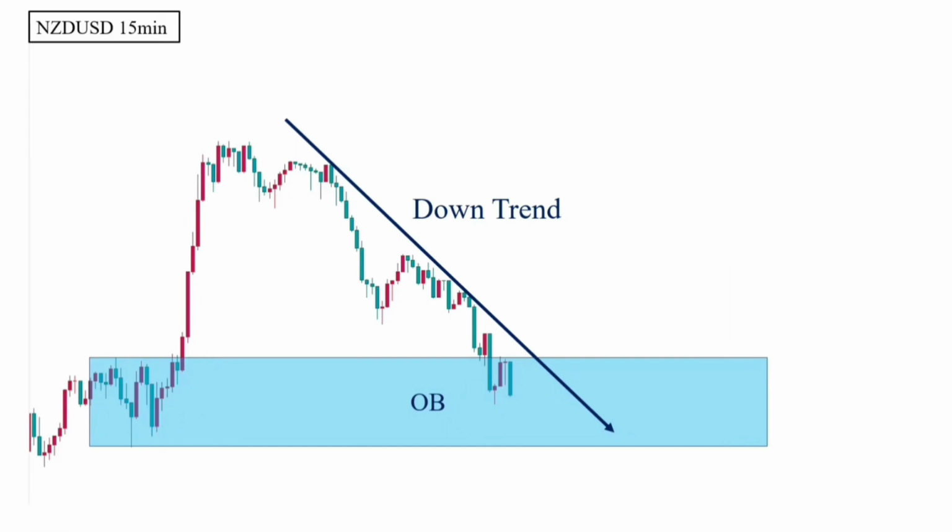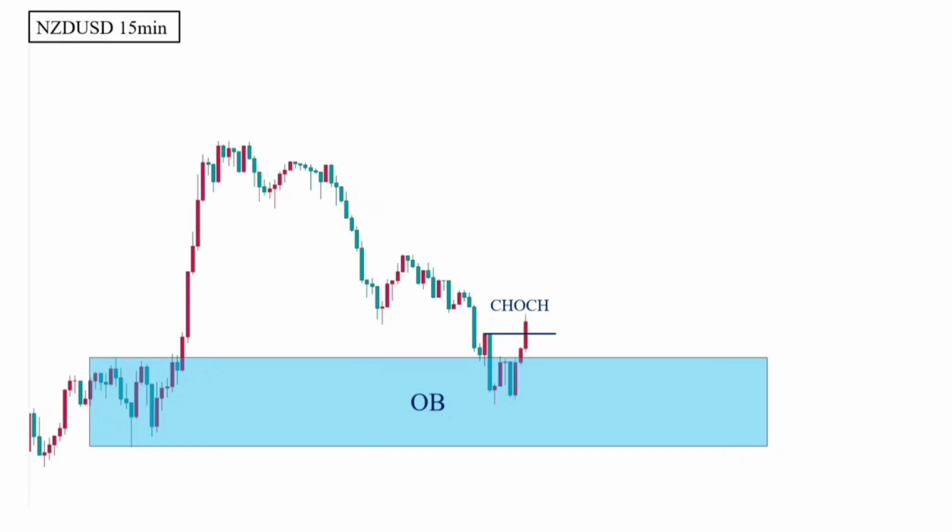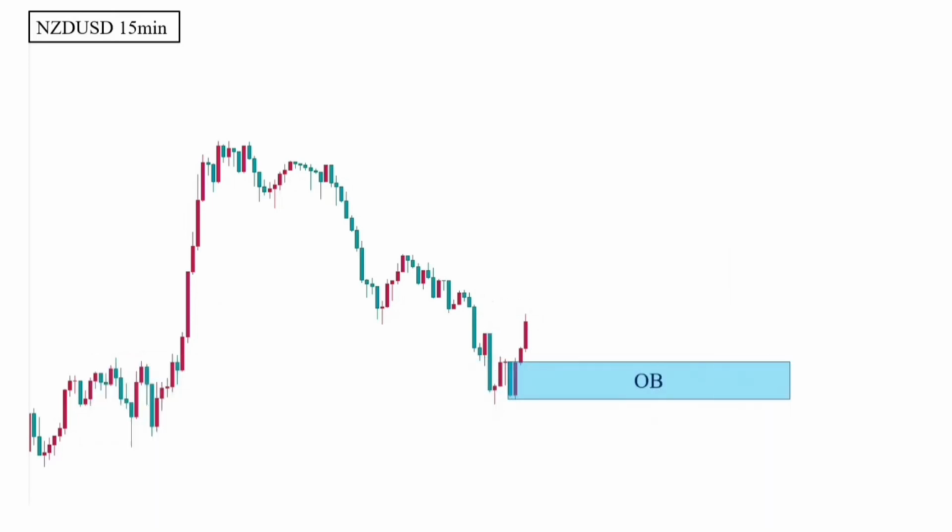In this scenario, for having a change of character, we need a candle to break and close above this area. Like this. This is a sign that we are no longer in a downtrend, and the market can potentially start to move to the upside. So, next, we look for new order blocks to place our trades. In this case, this zone makes a perfect order block since it belongs to the move of change of character.